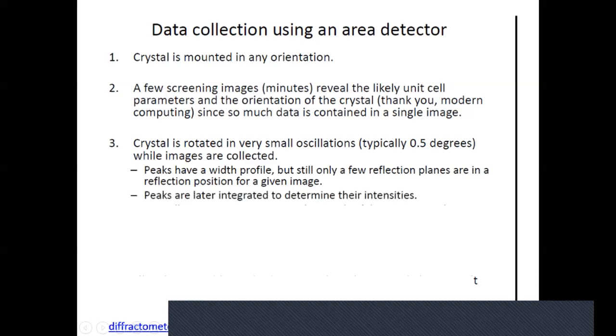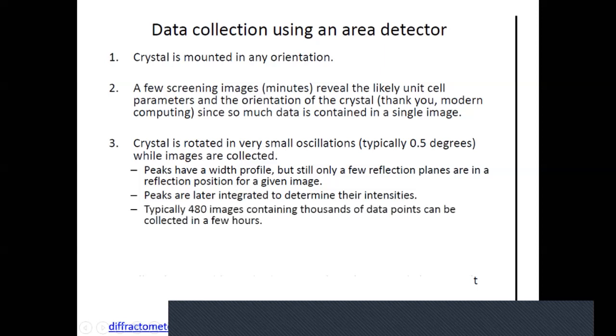Once we collect a variety of different images, we then integrate and determine the intensities of the different peaks. And again, we'll show you all of this. This is more for when we actually start collecting data and integrating. That's where these come into play.